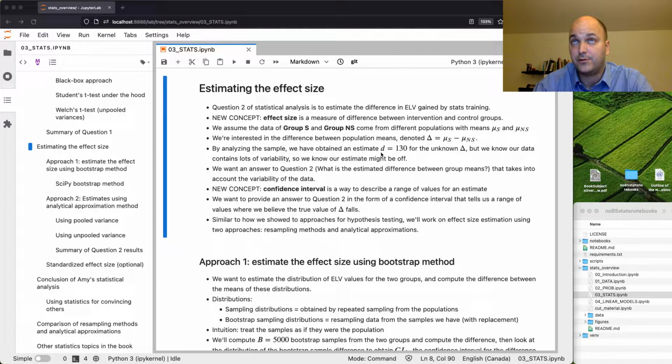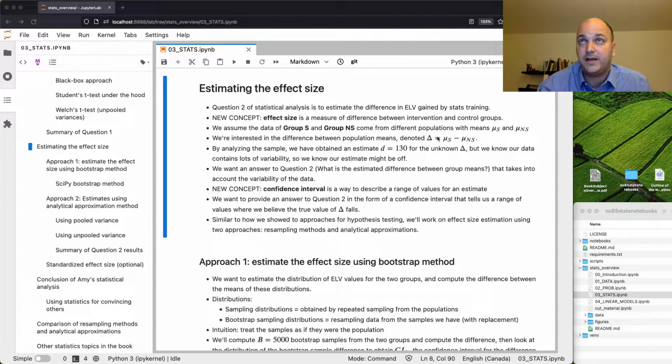What we have though is an estimate computed from the sample. So, the 31 employees in the sample from the NS group and 30 employees from the statistic group. We computed the mean within each of these groups. When we subtract the means, we obtain 130. So D is an estimate for delta.